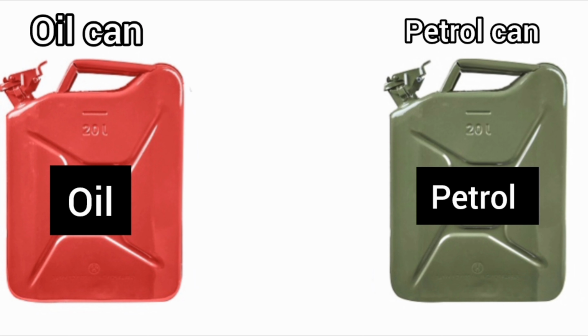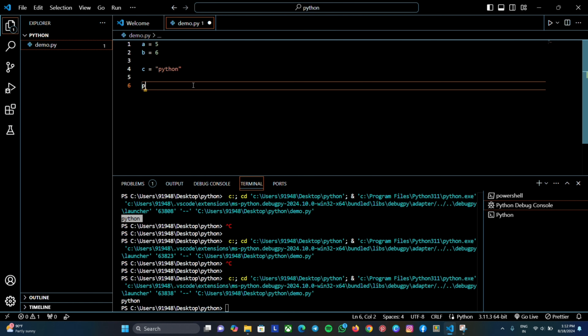Like I told you before, a container's name is defined by the values inside it. Similarly, if we put oil inside a container, it is called an oil can. If we put petrol inside a container, it is called a petrol can. Similarly, we use different kinds of containers in Python. But what is the name of those containers? So, let's see what kind of name it has and what type of container it is.